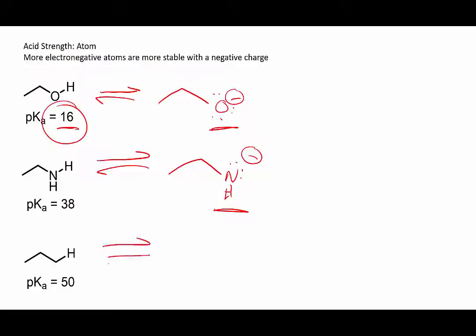If we put a negative charge on carbon, which is very electropositive, it's very unstable. That's why the pKa is 50. It's a very high number, so it's very poorly acidic.